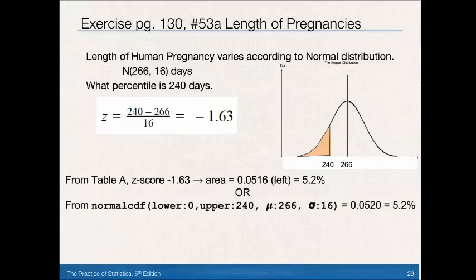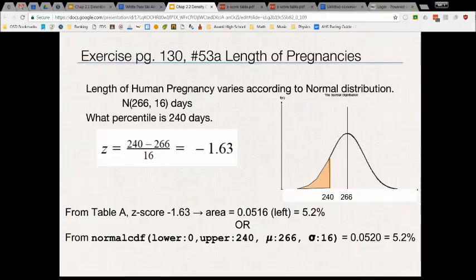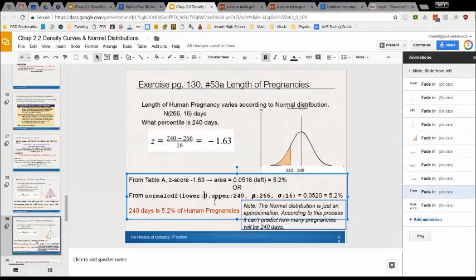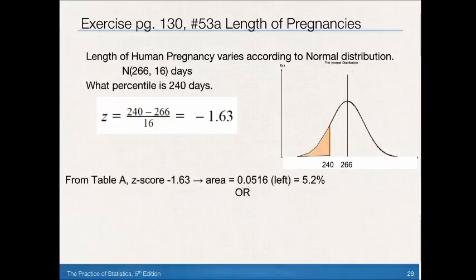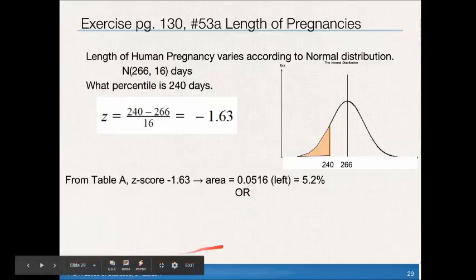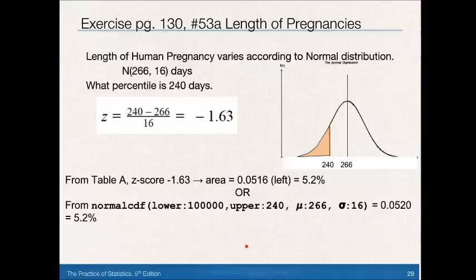Or we use technology using a normal CDF, a lower of zero? No. Damn it. Or we use technology and we find that we use a lower of a million and upper of 240. Oh, that's why it was zero. Oh, it's not a million, damn it.